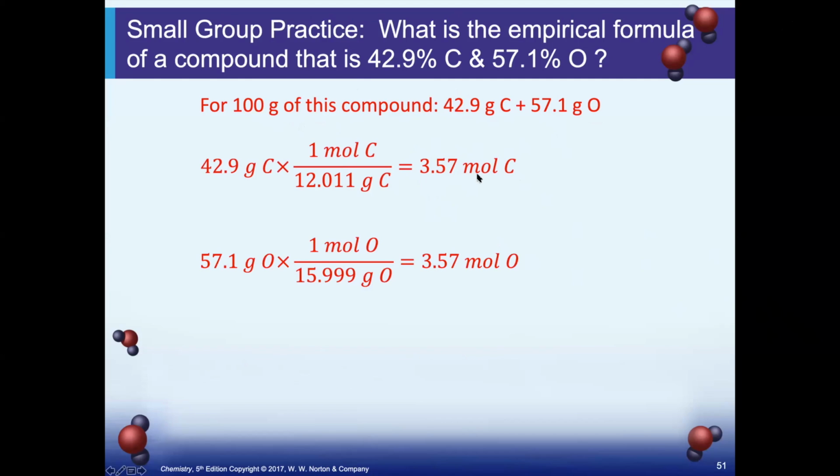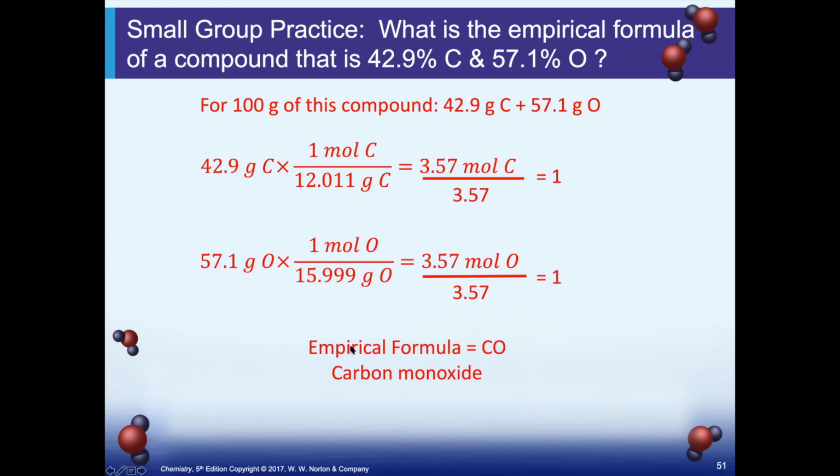And so you get 3.57 moles of carbon, 3.57 moles of oxygen. So you divide each of those by the smallest number. In this case, they're both the same. So you divide them by 3.57, you get a 1, you get a 1. And so the empirical formula is just CO, or carbon monoxide. Okay, so hopefully that's what everybody got.